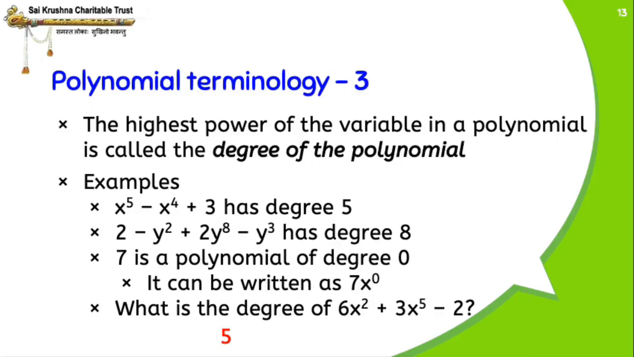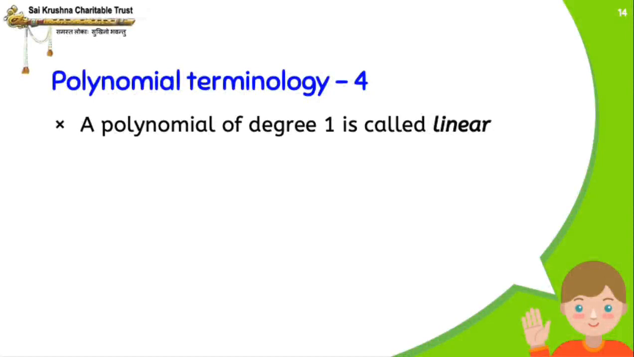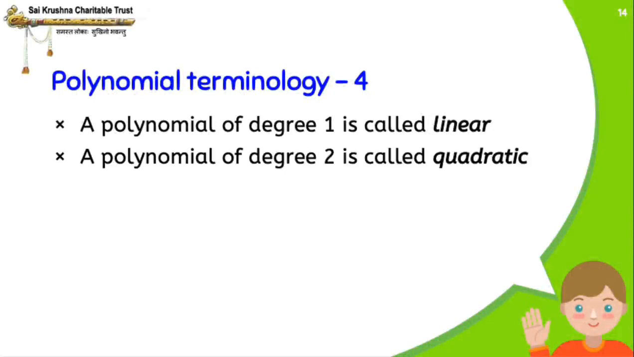A polynomial of degree 1 is called linear. A polynomial of degree 2 is called quadratic. And a polynomial of degree 3 is called cubic. 0 is called a zero polynomial and has an undefined degree.